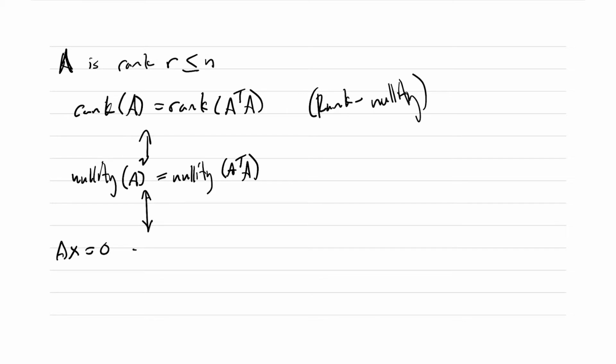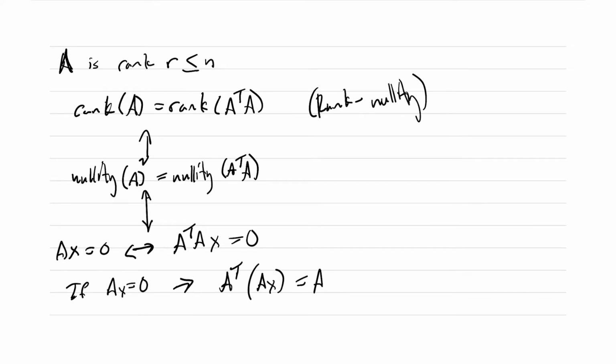That basically means that AX equals 0 should imply that A transpose A times X equals 0. The forward direction is pretty simple, because if AX is equal to 0, then A transpose times AX is A transpose acting on 0, and so that's just 0. Piece of cake. The other way just has to use a notion of norms.